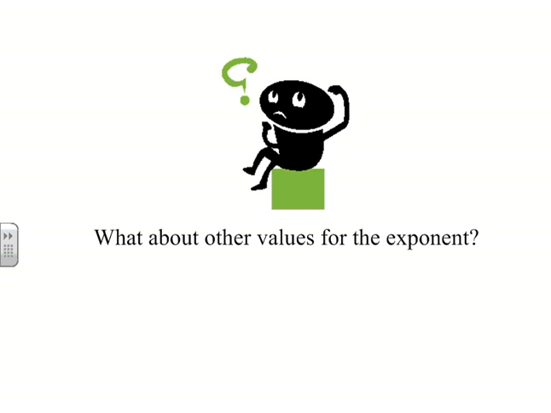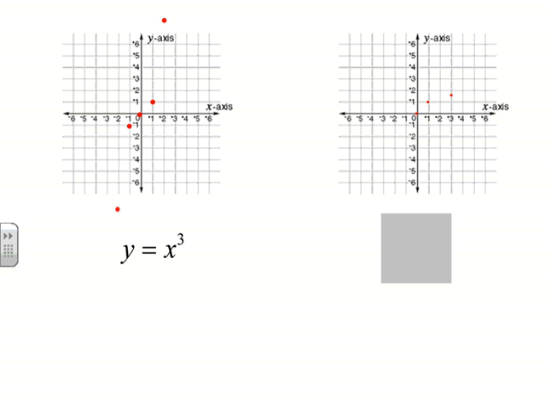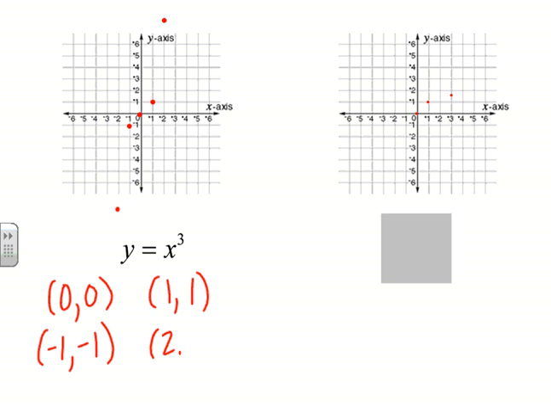Now what about other values for the exponent? Well, let's take a look at this and let's do x cubed. If we substituted a 0 in for x, 0 times 0 times 0 is 0. We'll put in 1 in for x, and we know 1 times 1 times 1 is 1. We can do the same thing for a couple other numbers. Putting in negative 1, we will get negative 1. But if we put 2 in, 2 times 2 times 2 is 8, and negative 2 will yield us negative 8.